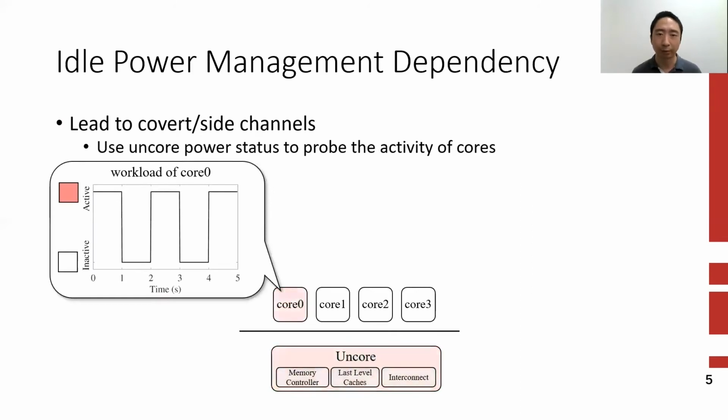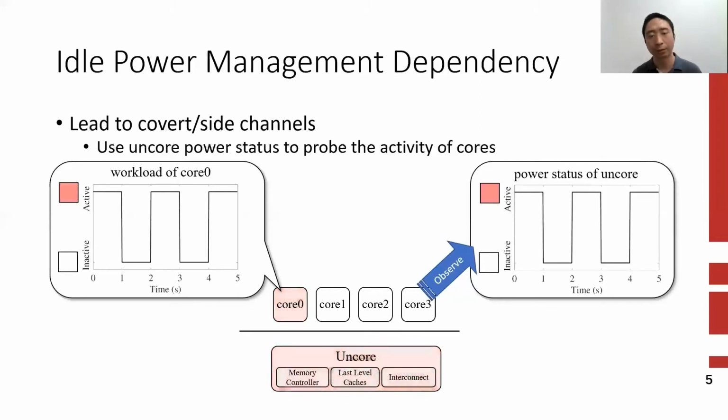Then we apply the workload to core 0. Core 0 and the Uncore become active. The remaining 3 cores are still idle since the workload is not executed by them. In this case, we note that the processes on the 3 idle cores are able to infer the activity of core 0 by spying on the power status of the Uncore, since the Uncore activity just mirrors the activity of core 0.